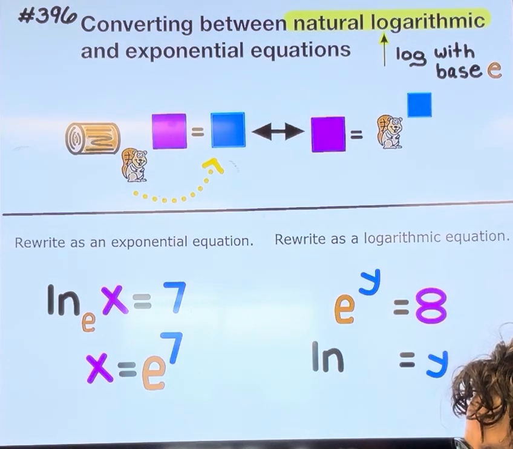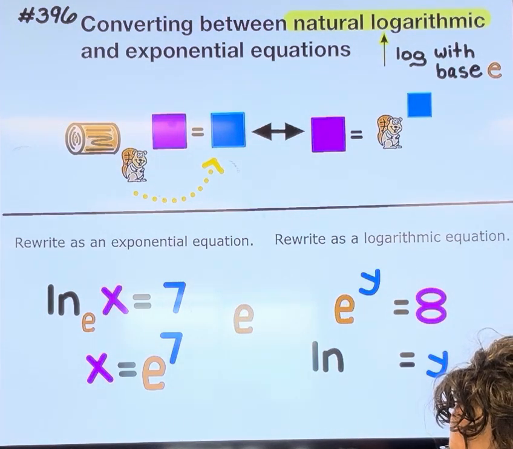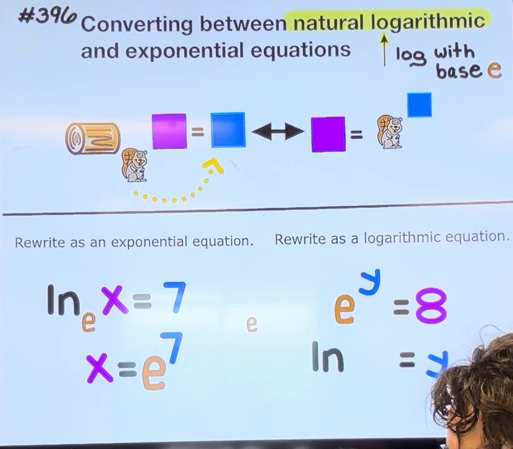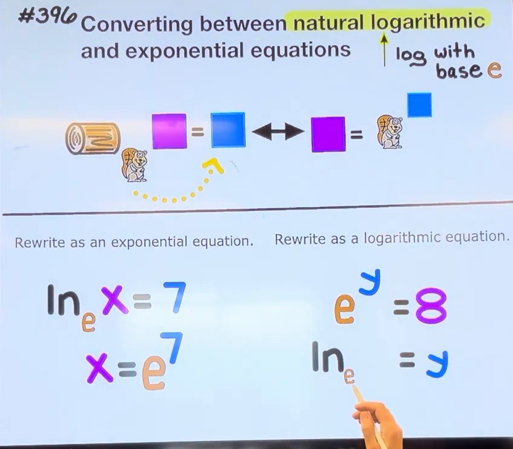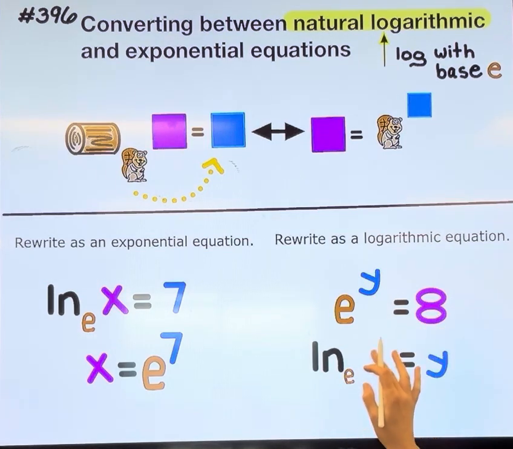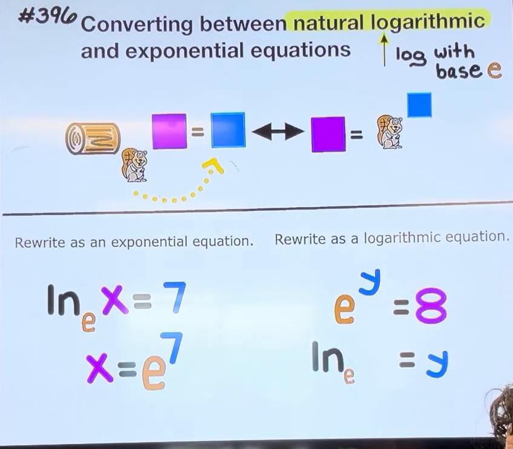I'm going to go ahead and put a little tiny e down here to remind us, but really we don't need to do that because it's unspoken when we don't see that base on a natural log. And then the only place we have left to put the 8 is right here.